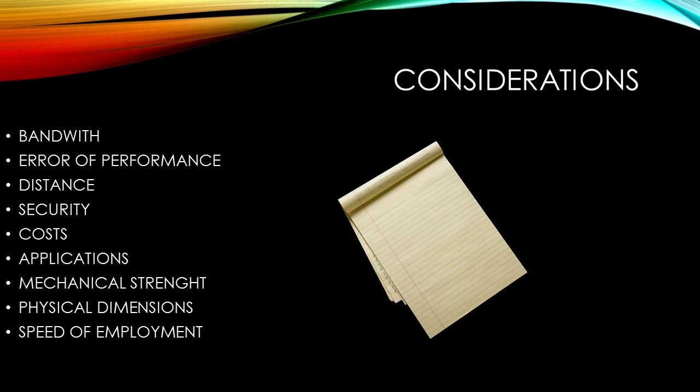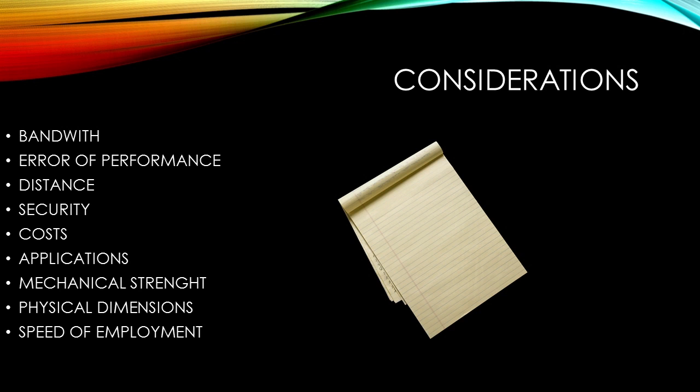Bandwidth refers to the raw amount or capacity that a medium can support. After that, we consider the error performance, which refers to the number or percentage of errors introduced in the process of transmission. After that, we have distance, which may refer to the maximum and minimum spatial separation between devices over a single link, and it must not be confused with the end-to-end circuit distance.